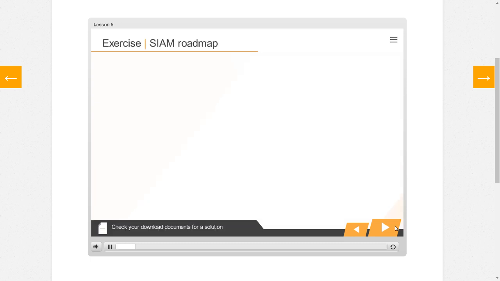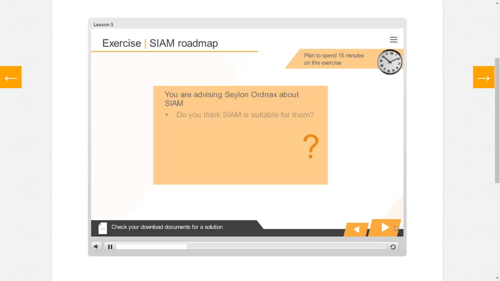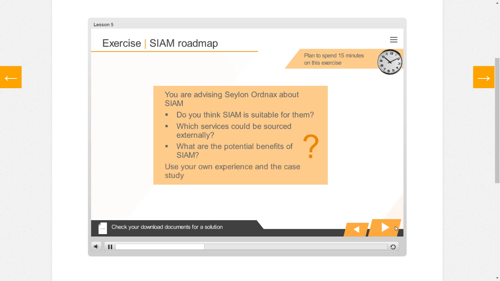Let's think about this with an exercise. Spend 15 minutes on this exercise and don't forget to review our suggested solution. Imagine you have been appointed by Ceylon Ordnance to advise them about SIAM. They are unsure if a SIAM-based model will be appropriate for them, so they have asked you to give them your opinion about whether SIAM is suitable for them. Provide some suggestions about what services could be sourced externally. Give them some suggestions about the potential benefits of SIAM. There's no perfect right or wrong answer here, so use your own experience as well as the case study to help you complete the exercise.